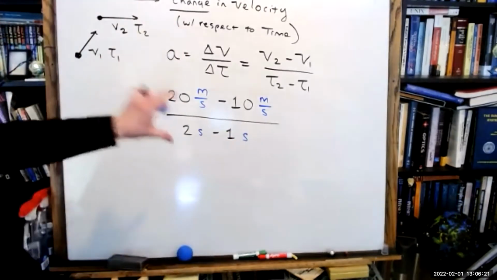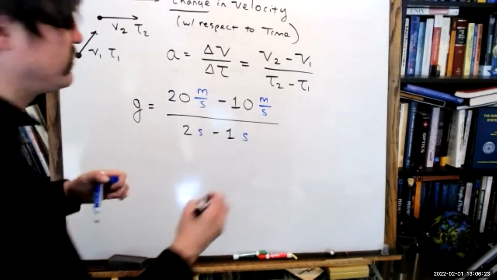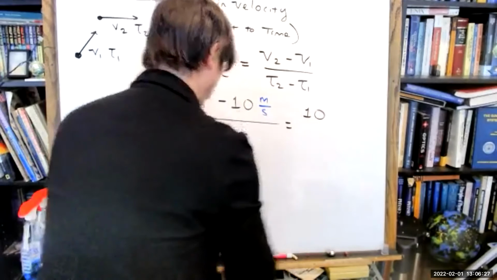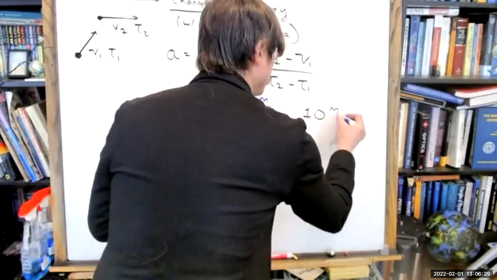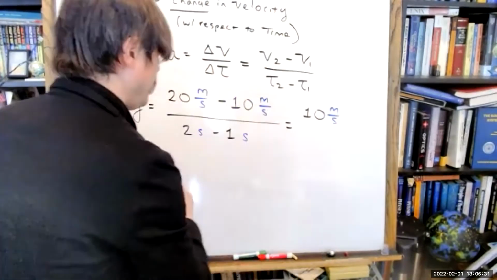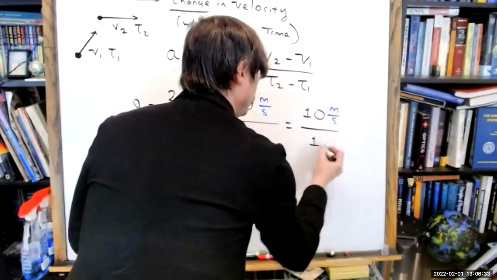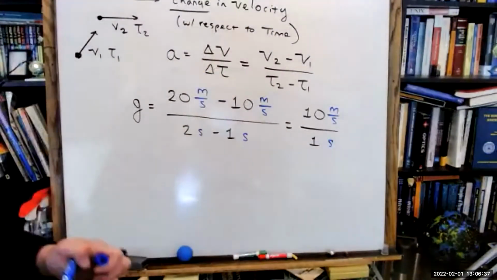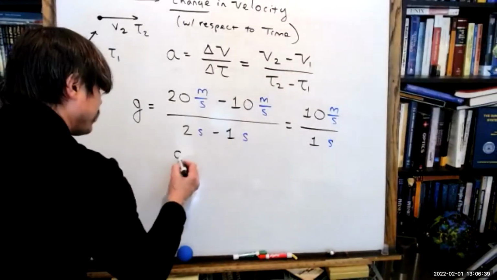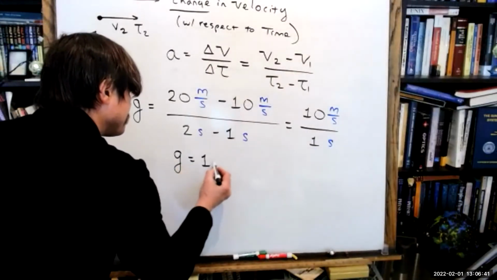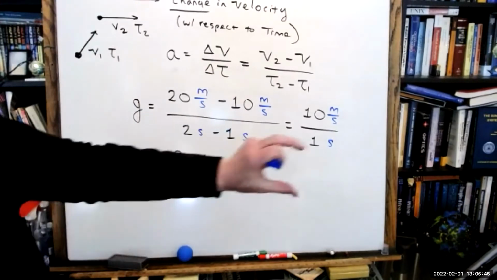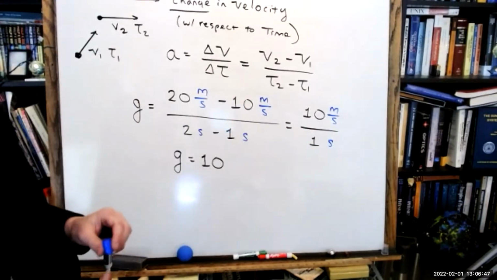And I want to talk about the math and then the units. Oh, the math is just simple, though. 20 minus 10 is 10 meters per second. And 2 minus 1 is 1 second. Obviously, 10 over 1 is 10. But do you guys know what the units are? Meters per second squared. Yeah.